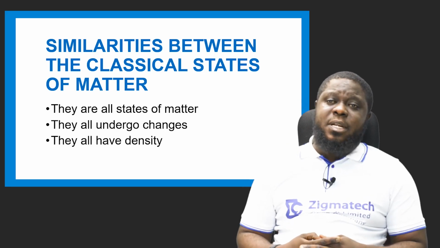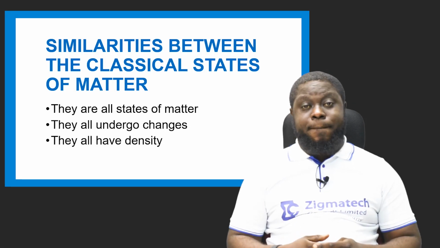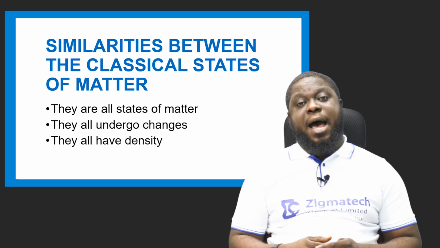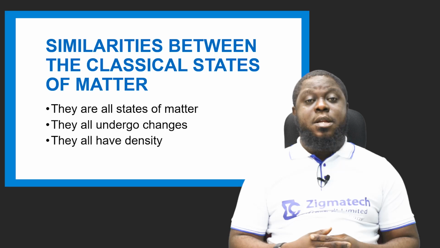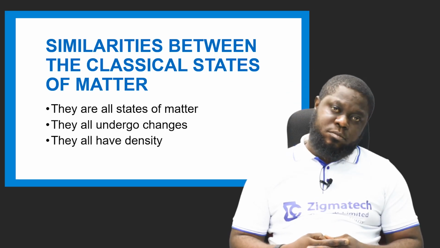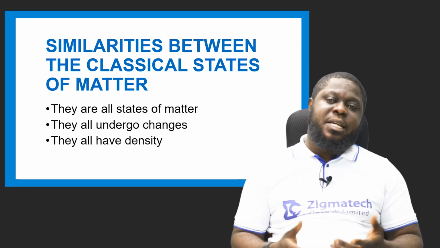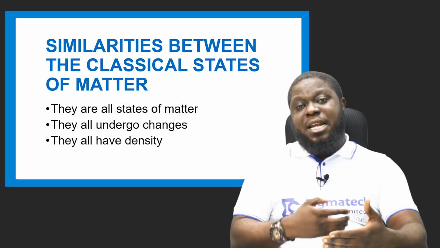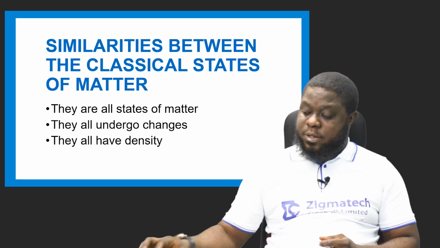Now the last one in the similarities says they all have density. Like I said, they all have mass. They all occupy space, a particular volume, and they make themselves available in every container. They occupy a volume and they have mass. But the difference, like I said, is that they are not certain and they are not definite, apart from the solids and sometimes the liquid.